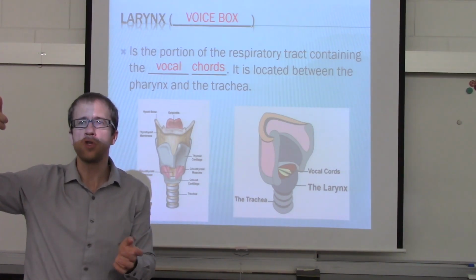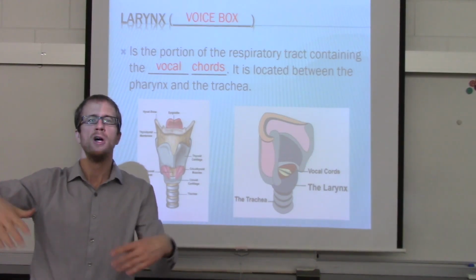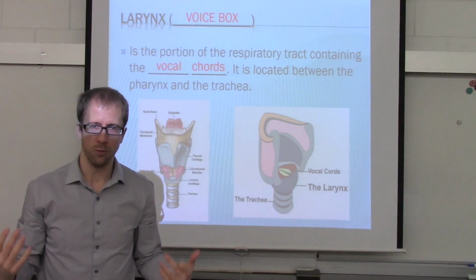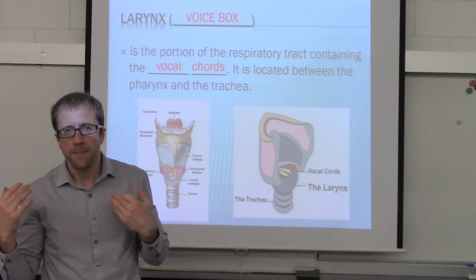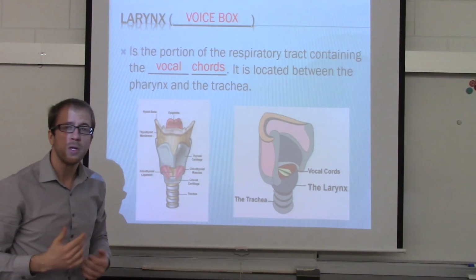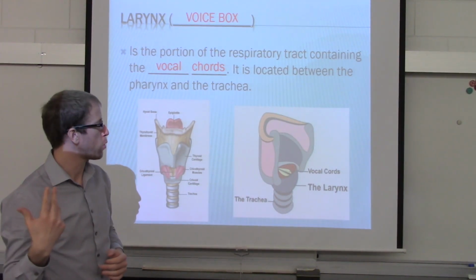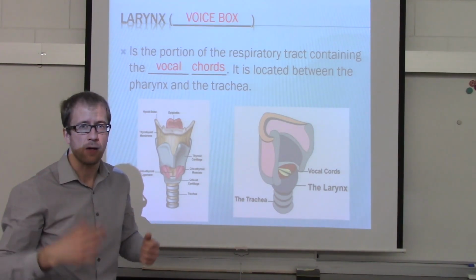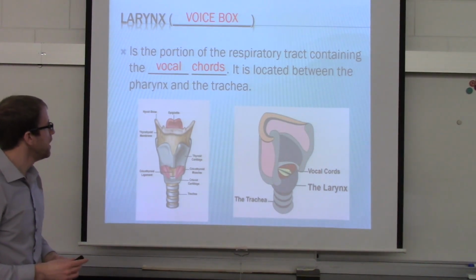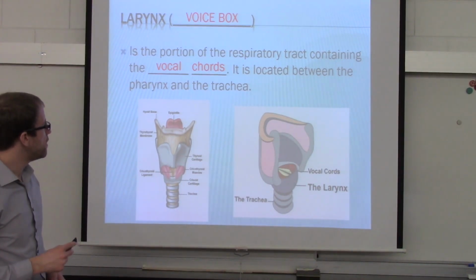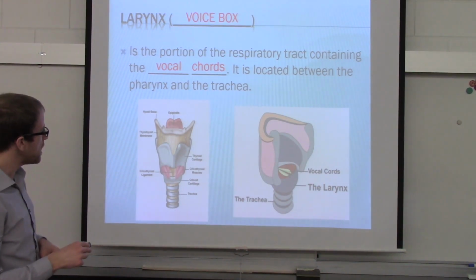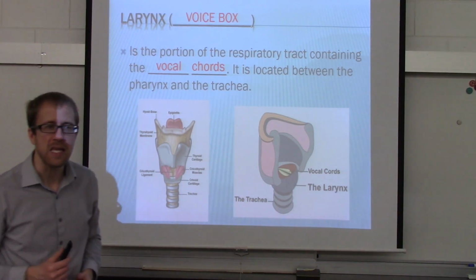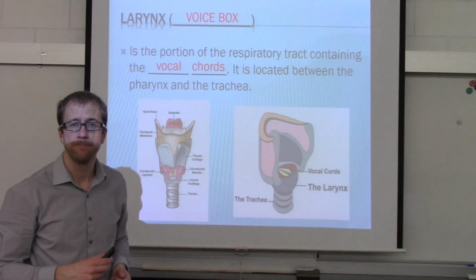How about if you loosen those guitar strings? The vibrations get bigger and your pitch gets lower as a result, right? So the larynx is what controls your vocal cords and allows you to speak effectively, to enunciate, to make sounds. Now, the larynx is between your trachea and your pharynx, the back of your throat there.